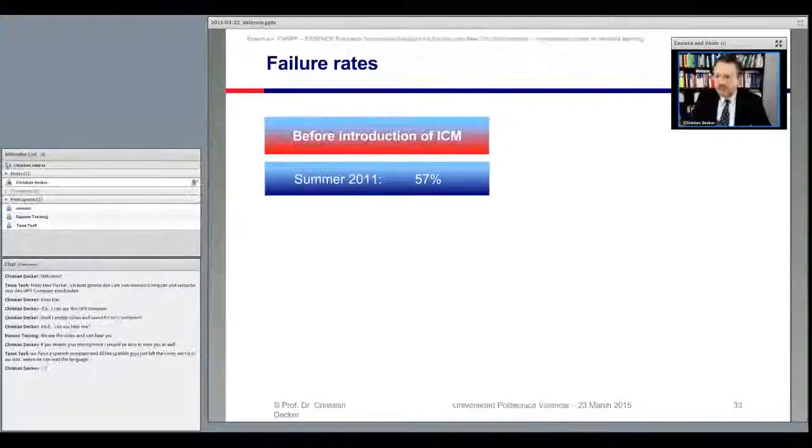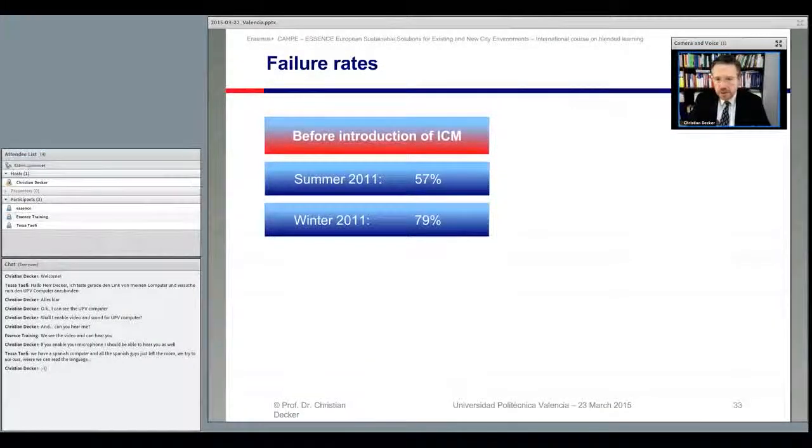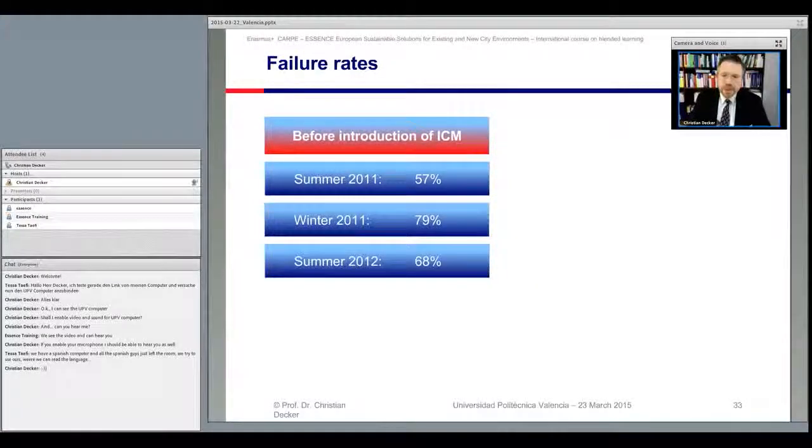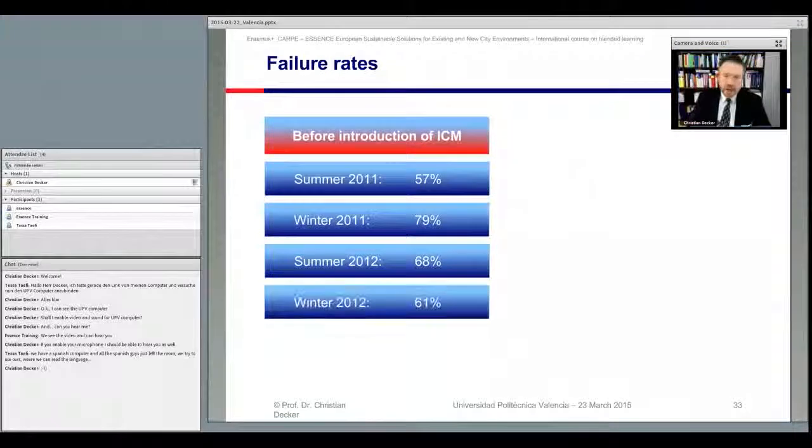Summer 2011, 57% failed the course. Winter 2011, 79% of the students failed the final examination. Summer 2012, 68% of the students failed the final examination. Now, winter 2012, 61%. As you can see, high, dramatic failure rates.